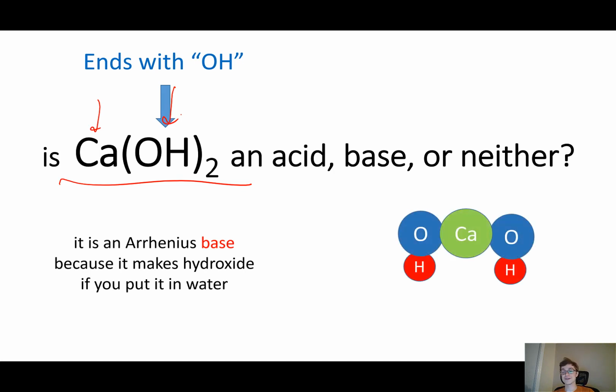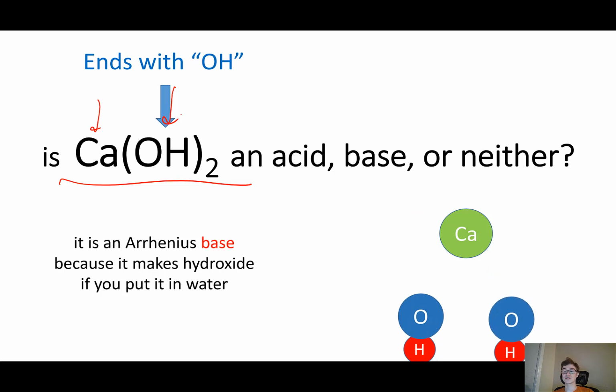What happens is you have the calcium hydroxide, the calcium with two hydroxides, and both of these will sort of fall off the calcium and become free-floating hydroxides when they go into the water. So because I form hydroxide, I'm a base, not an acid.